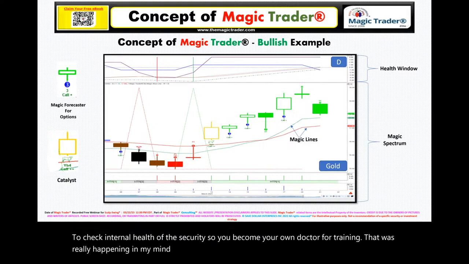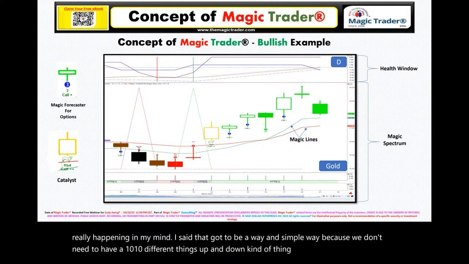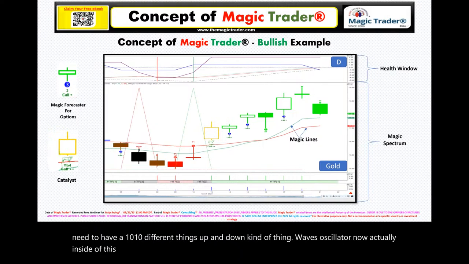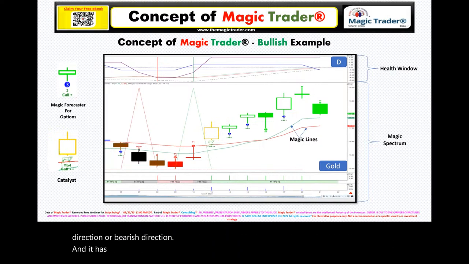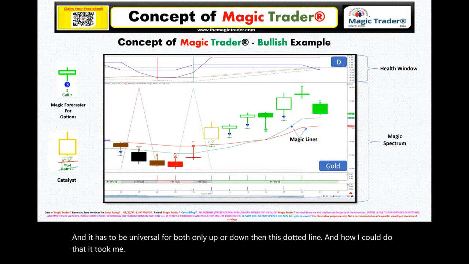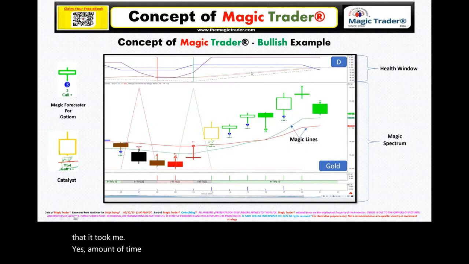I said, there has got to be a simple way, because we don't need ten different things, up and down, waves, and oscillators, no. Actually, inside of the security, whether it is good to trade, whether it is good to go in a bullish direction or bearish direction. And it has to be universal for both, so only up or down from this dotted line. And how I could do that, it took me the highest amount of time to figure out, because it was done from scratch.